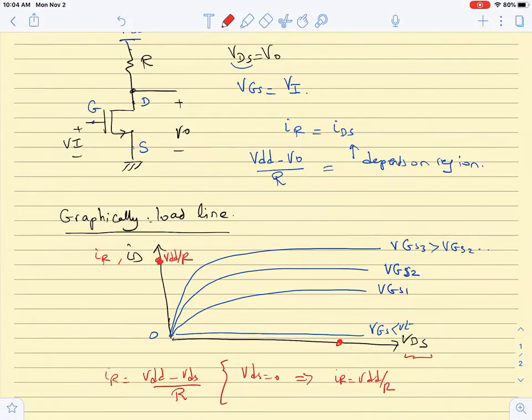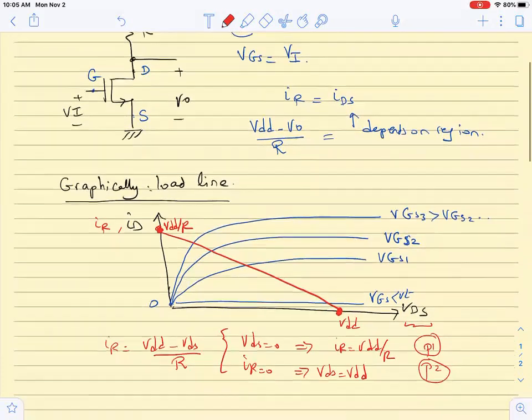We have seen something like this before. And when IR is equal to 0, this means that VDS is going to be equal to VDD. So this is point 1, if we want to name it, and this is point 2, and between these two points the load line characteristics of the resistor exist.